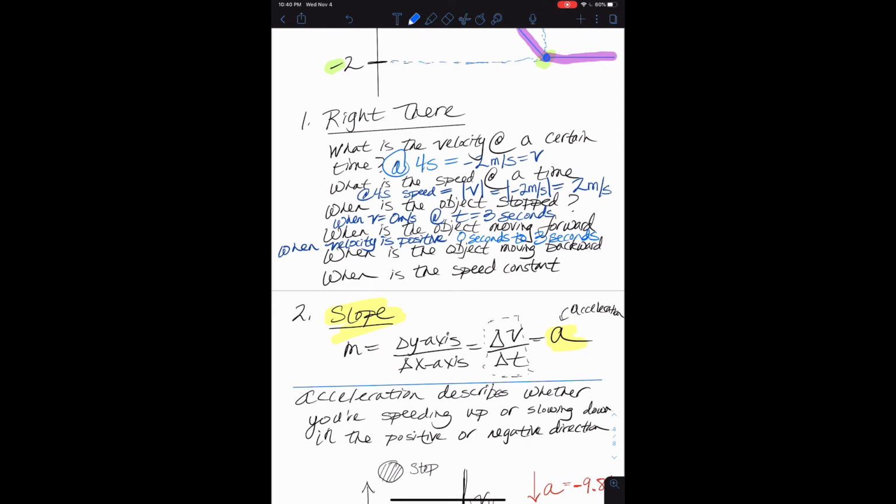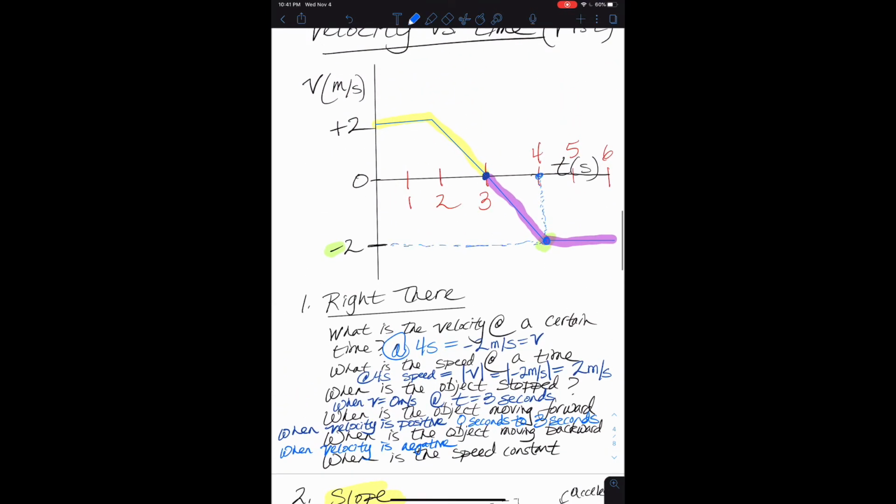Pretty congested. All right, when is the object moving backwards? Well, this would be when the velocity is negative. All right, so when is this? Well, this would be the purple line. So we could say now from 3 to, what is that, 6 seconds?